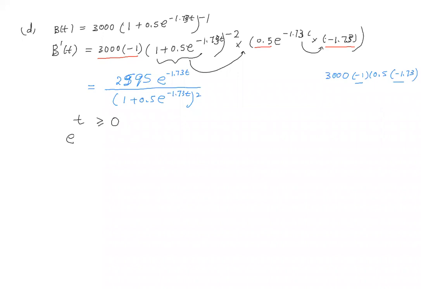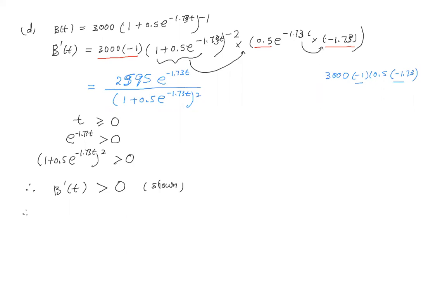So e to the power negative 1.73t is more than 0, correct? And (1 plus 0.5 e to the power of negative 1.73t) squared is also more than 0. So therefore, B prime t is always more than 0. So this shows that the population is always increasing. Can or not?